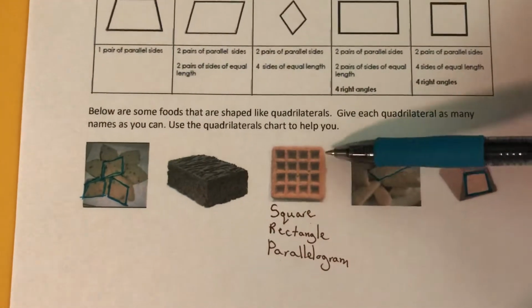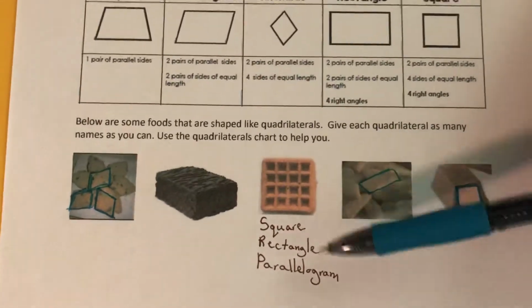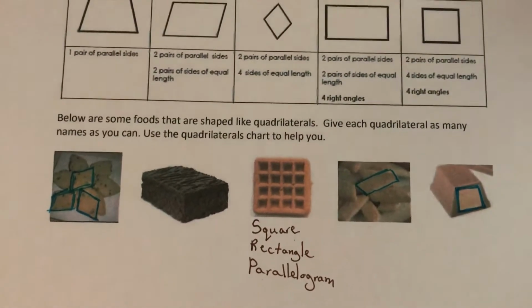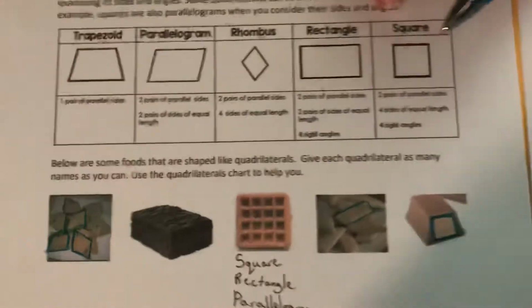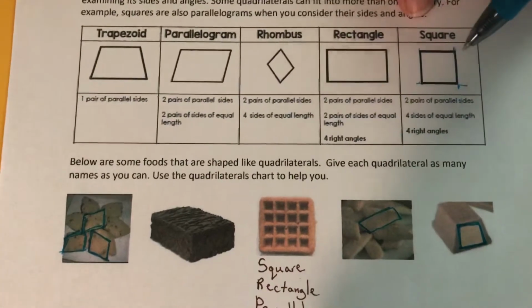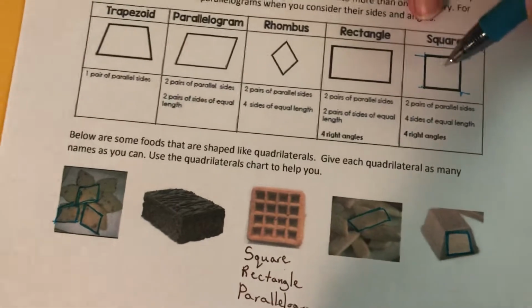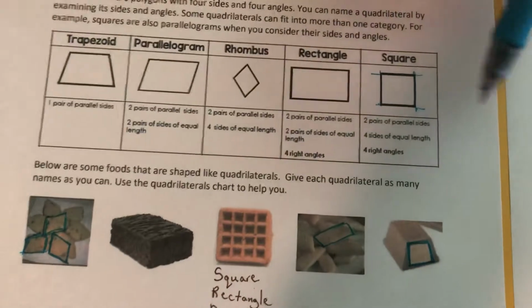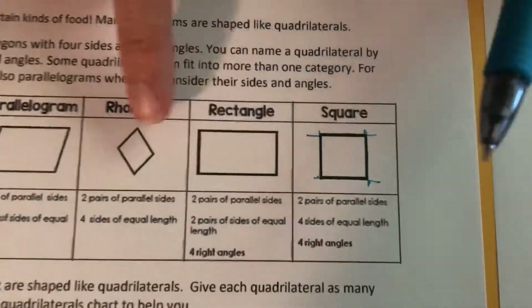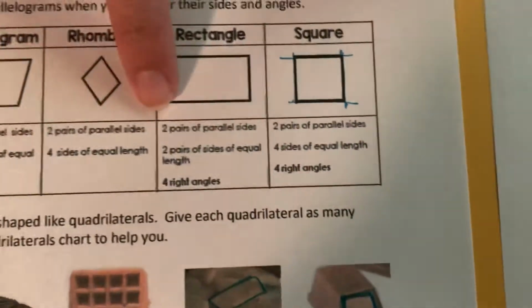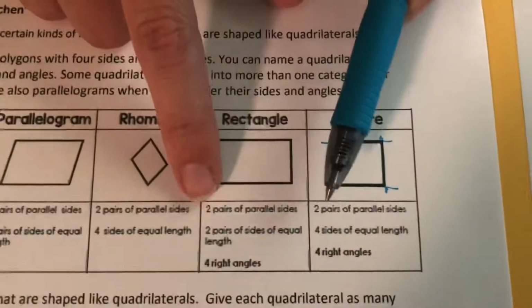The waffle is obviously a square, but a square is also a rectangle, because what makes a square is the fact that it has two sets of parallel lines, this set here and this set going across. It has 4 equal sides, and it has 4 right angles. So a square is also a rectangle because a rectangle only has to have 2 of those things.